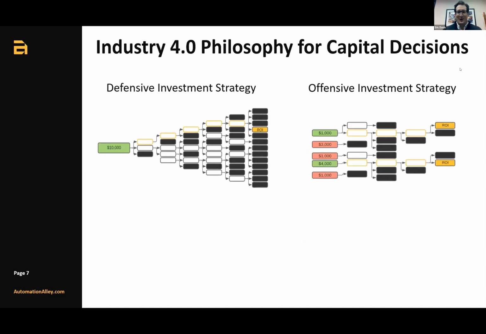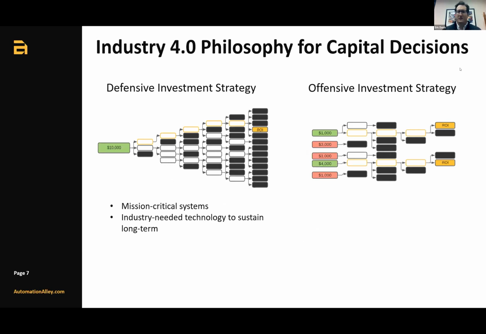So the two different ways you go about doing it is look at what's mission critical. If it's mission critical, we can't use an offensive investment strategy. We have to use a defensive one. That means anything that can't be touched, it's got to be shut down. Very, very critical. It can't be messed around with. Those are the types of things we want to do a defensive investment strategy.